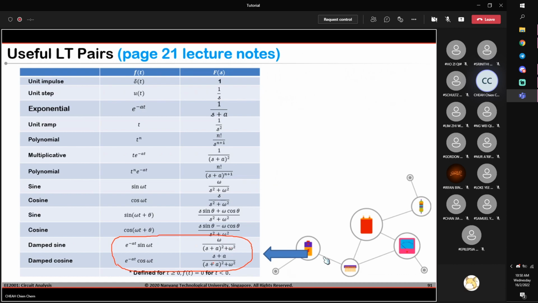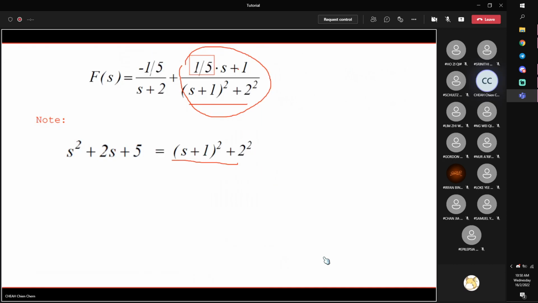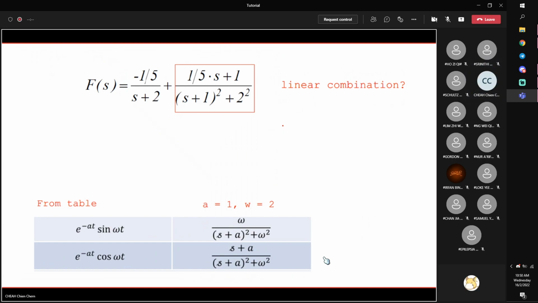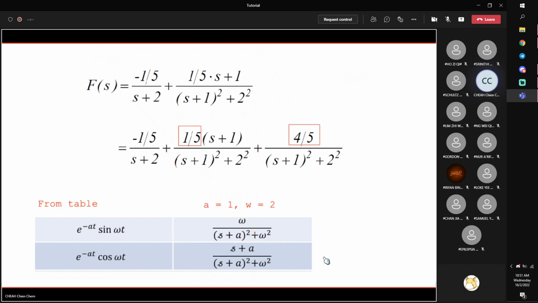But in order to use this, you must have exactly this form. That means that the closest one is the last one, s plus a. But you go back, this is not s plus a. This is 1/5 s plus 1. It's not s plus a. Therefore, what we can do is to try to express it as a linear combination of these two terms. Now, how do we do that?